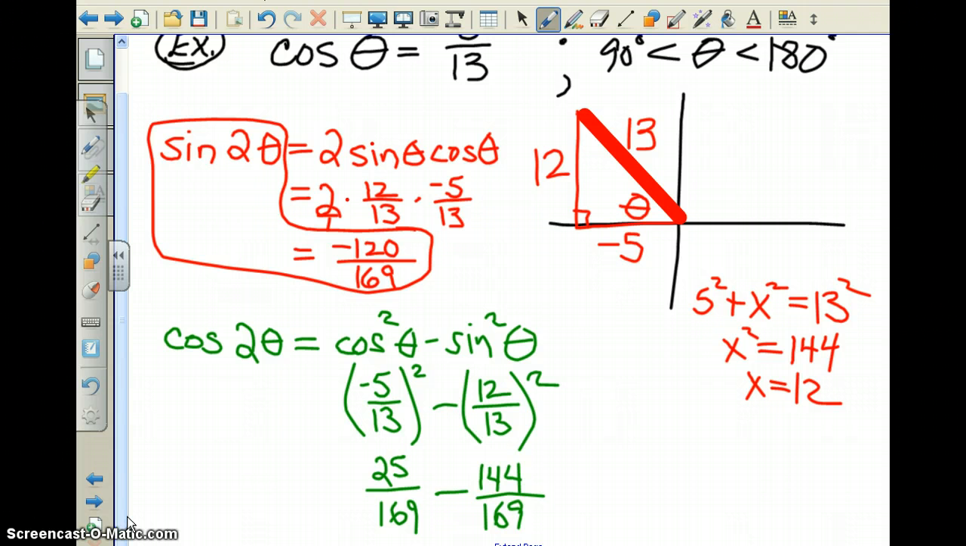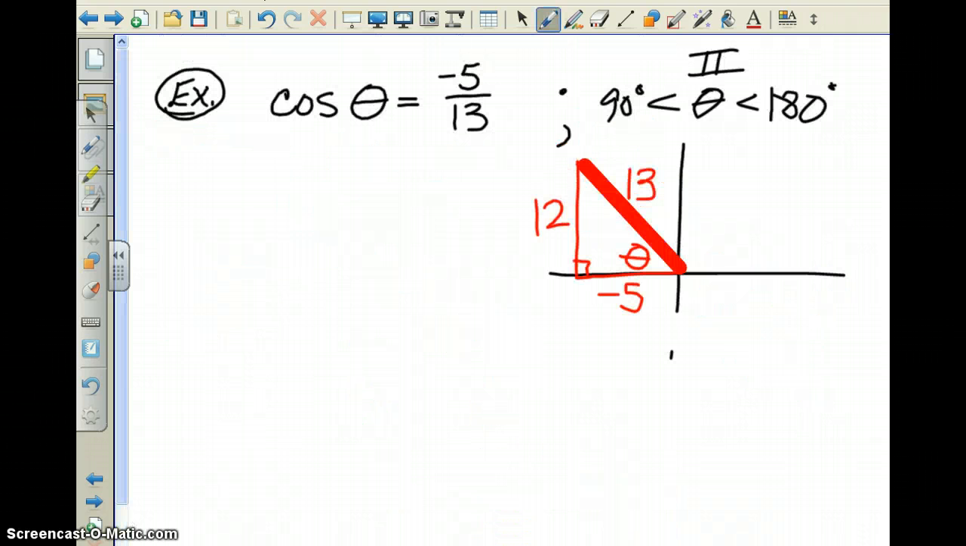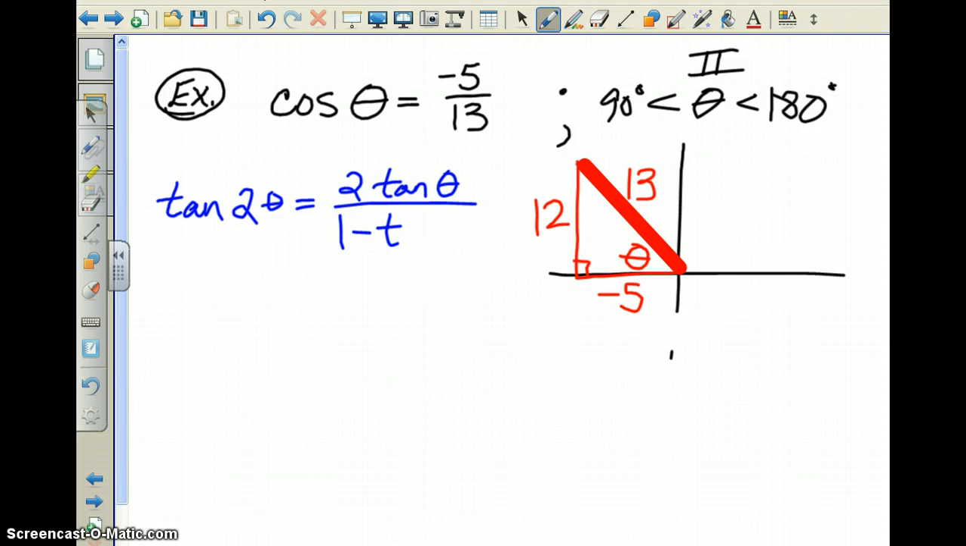Now when I go to subtract here, isn't this convenient? We have common denominators already. And when we subtract 25 minus 144, we get negative 119 over 169. And that would be the exact value of cos 2 theta. And lastly, if I want to use the formula for tan, no choice on this one. Tan 2 theta is equal to 2 tan over 1 minus tan squared.